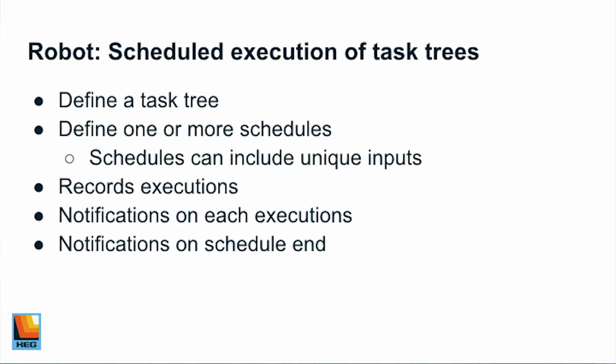Just a couple more here. Robot, which is really not so much an admin function, but it's the ability to put scheduled times on task executions. So really kind of cool. You just define a task tree. You define then a schedule when that should run, and those schedules can include unique inputs. And it's going to record each execution that it fires for you. And you can say, hey, notify me when it's done, or when my schedule is complete, then notify me that as well. So now it's the equivalent of having maybe the alert or the escalation tool in Remedy, kind of equivalent to what you have over here, if you want to draw a correlation.